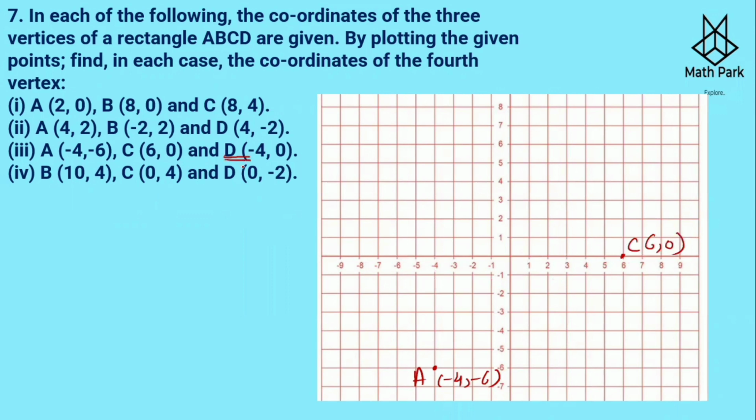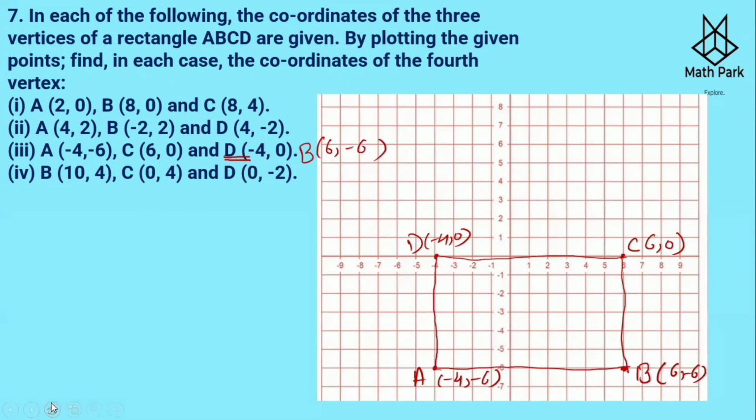And D (-4, 0), where x is -4 and y is 0. So this is your D (-4, 0). And you are asked to find the fourth vertex. Since the opposite sides of a rectangle are equal, the fourth vertex B is going to be (6, -6). So this is our rectangle, the third one. ABCD is the rectangle where we found the fourth vertex B, which was (6, -6).